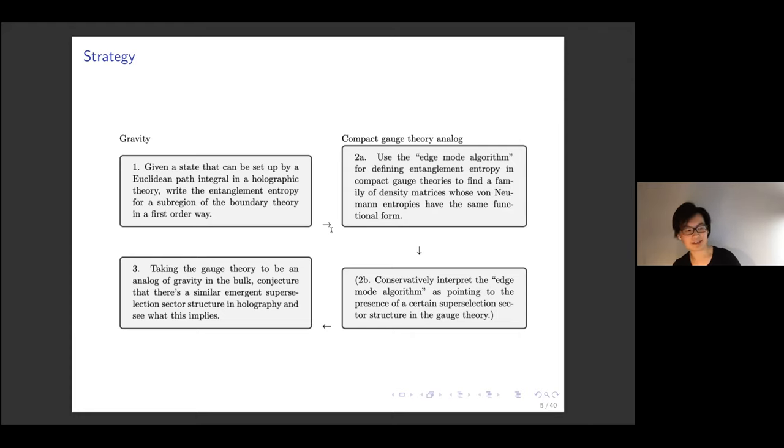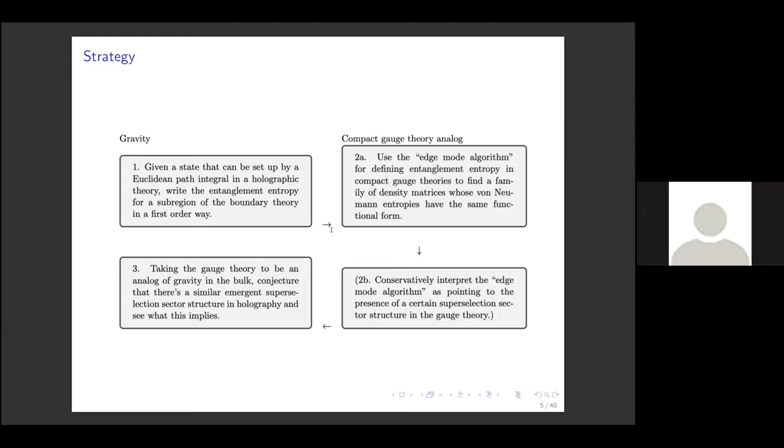I apologize if this slide is a little fast or hard to follow. It's just a very high level overview, and the rest of this talk will basically consist of me applying this strategy to a series of concrete examples. So there will be lots of opportunities for you to ask me questions about it and also for me to define things better as we go along.